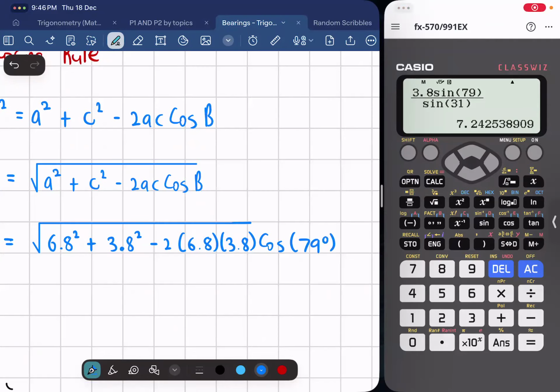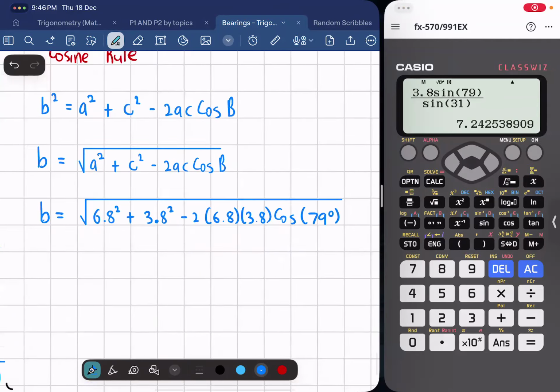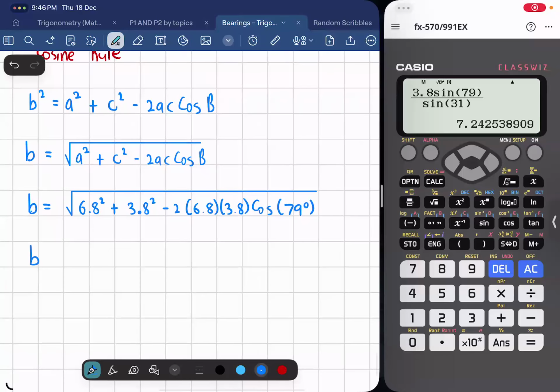So for those of you that have a Casio, plug this in and let me know if you're getting something real close to 7.1. Yes, sir. I got 7.1, sir. Nice. All right. So if you have a Sharp, this is what you'll have to do.